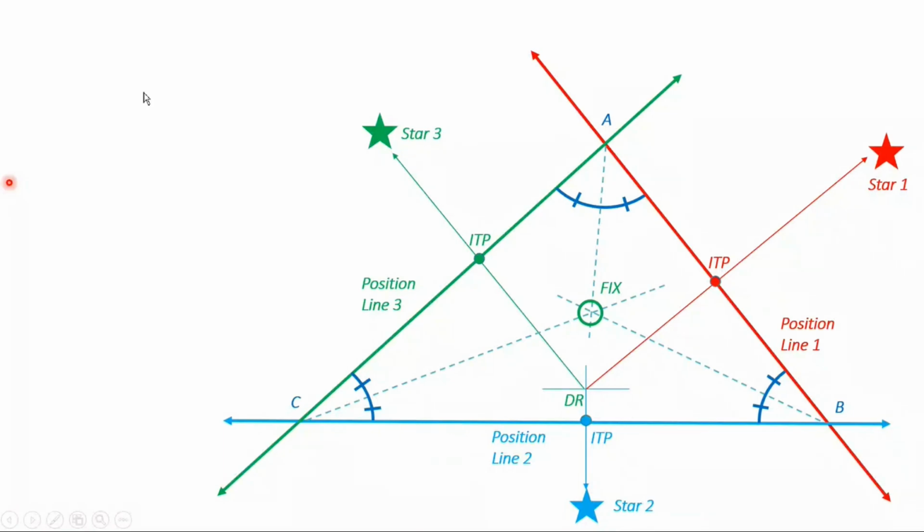Now we move on to the second part of the question, that is finding out the index error. The reason why a cocked hat is formed when we take three celestial position lines is due to an error. If there is no error, then all the three position lines would intersect at the same point, and there will be no triangle or no cocked hat formed. The triangle or cocked hat is formed only when there is an error in the observation, plotting, or calculation of the sight.